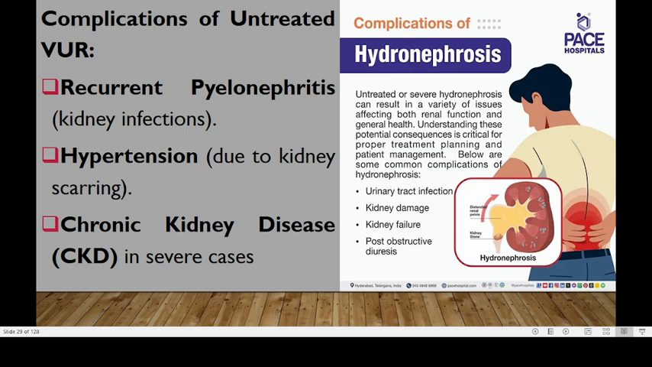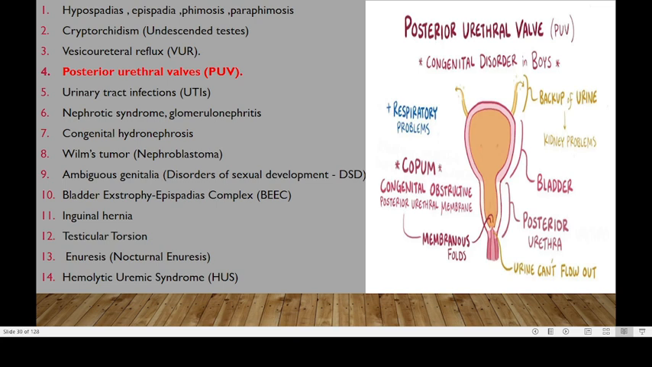Complications of vesicoureteral reflux, we could have recurrent pyelonephritis, that's recurrent kidney infections, hypertension due to kidney scarring, and chronic kidney disease in severe cases.